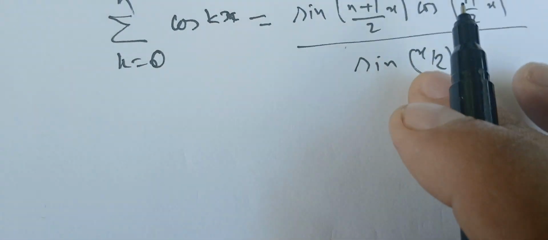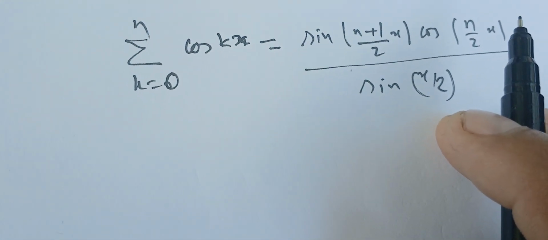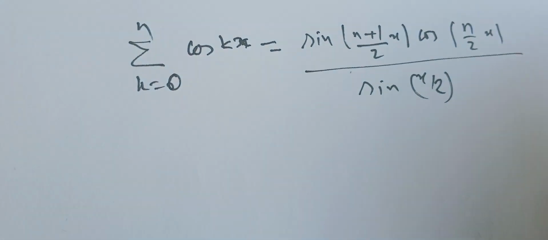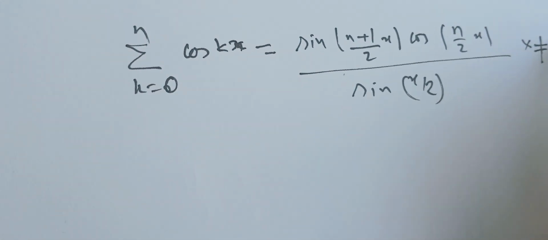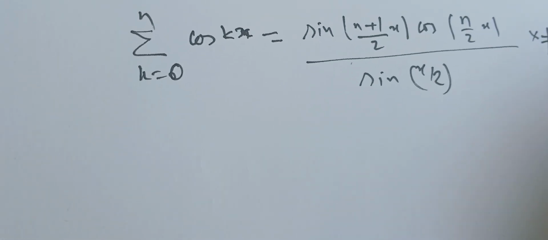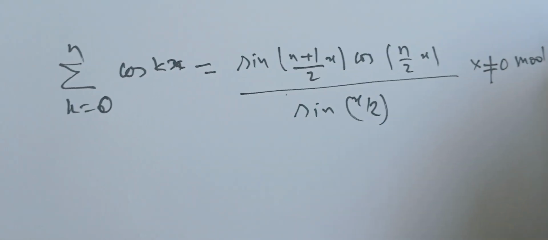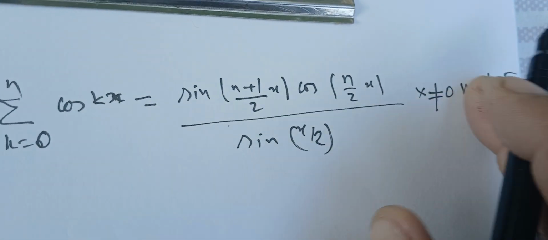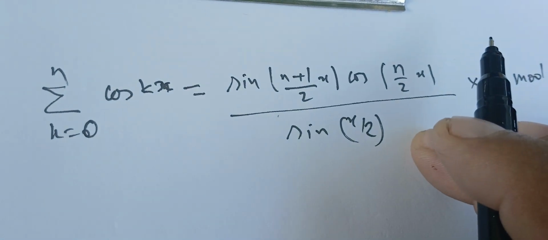Here we don't want the sine to be 0. That's why we have to restrict the domain. So x is going to be different from 0 modulo 2 pi. This is here because we don't want sine of x over 2 to be 0.